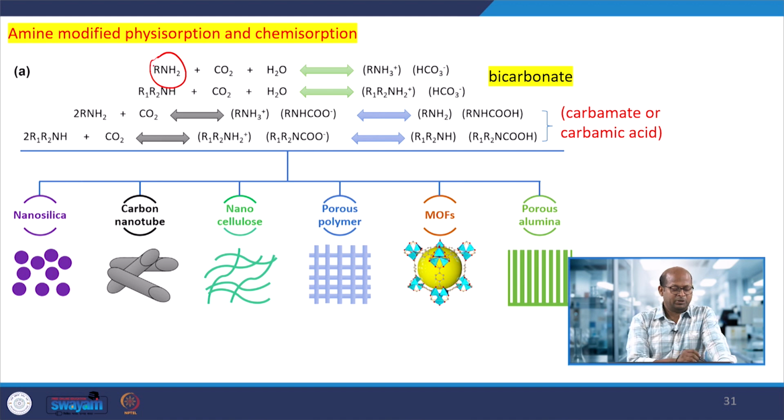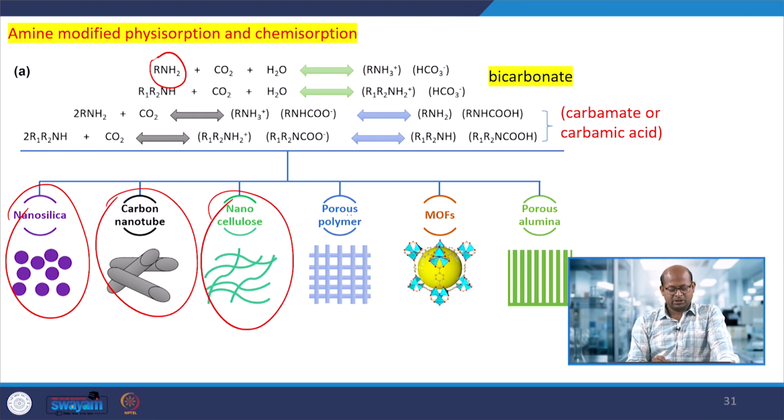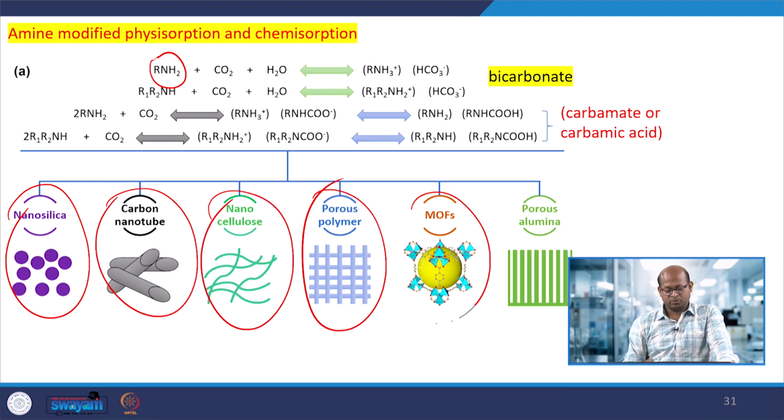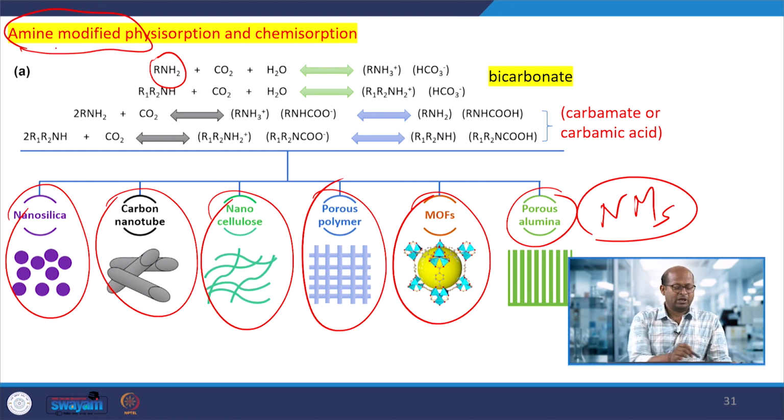Here these are amine modified nanomaterials. The nanomaterials may be silica, carbon nanotubes, carbon cellulose, porous polymers, MOFs or porous alumina. These are the different types of nanomaterials we can consider, and then these nanomaterials would be modified with amines. That may be primary amines or secondary amines we can modify with, and then that can be used for CO2 capture from the flue gas.